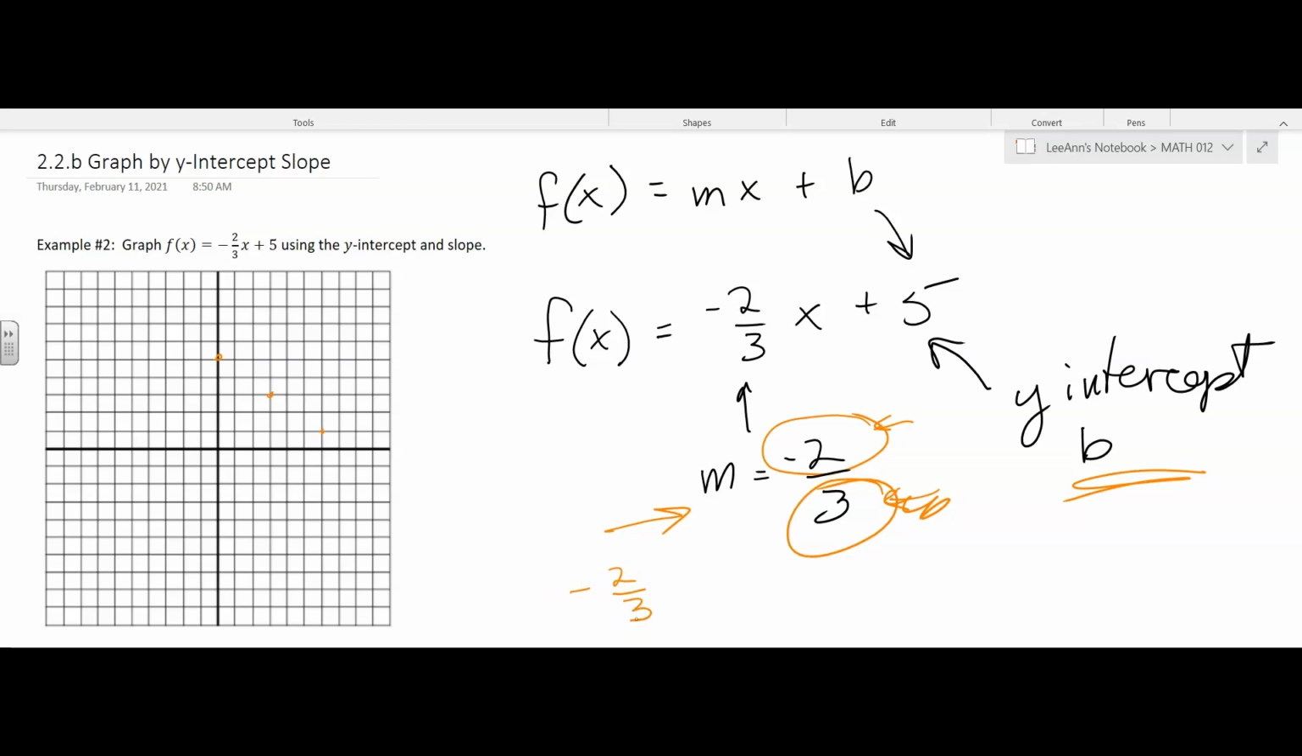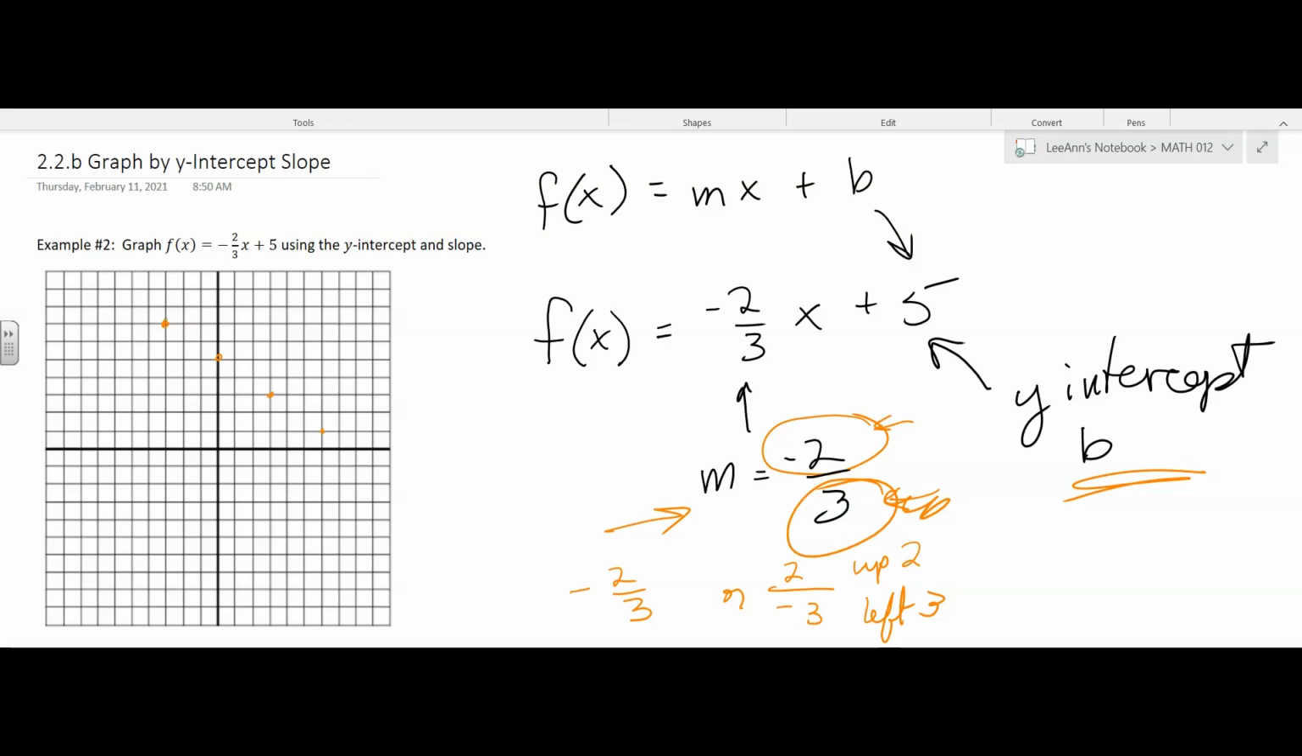Now let's say you didn't want that negative in the numerator. You could write it as 2 over negative 3. That would also be equal to negative 2/3, right? But then you would go up 2, but left 3. So watch what happens if I do that. If I go from that y-intercept, if I go up 2 and left 3, I get the point right there. See, and they still line up.